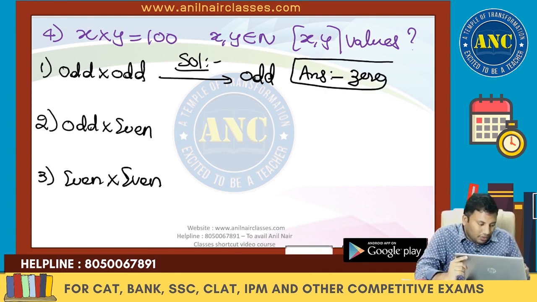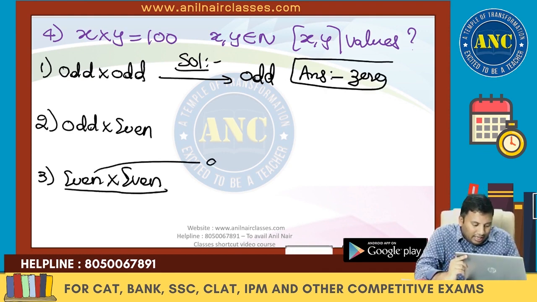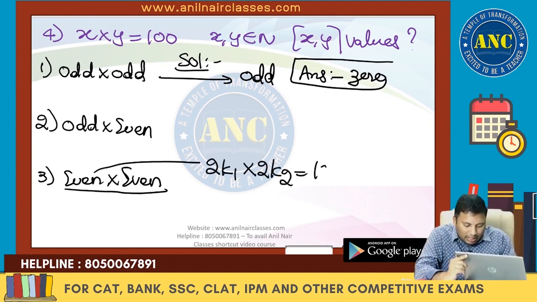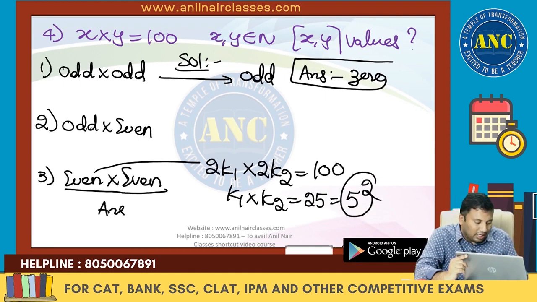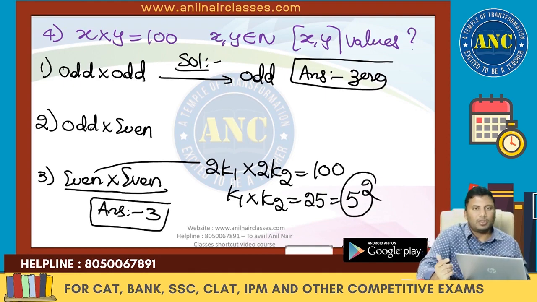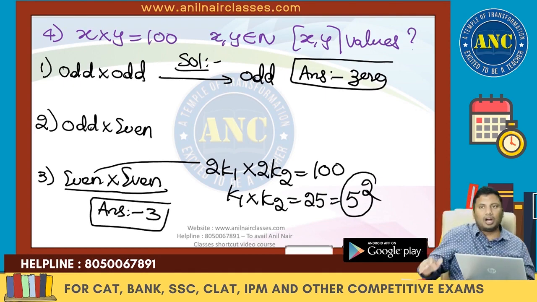Third one, even into even. Any even number is of the form 2k1. Another even number is of the form 2k2. The product is 100. So k1 into k2 is 25. 25 is 5 square. Number of factors for 5 square is 3. Third one answer is 3.